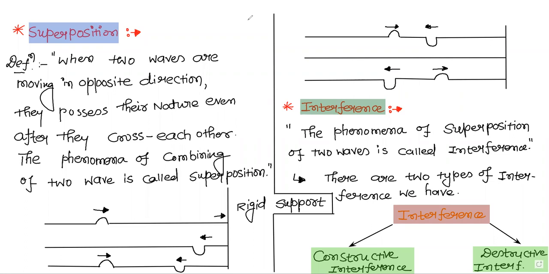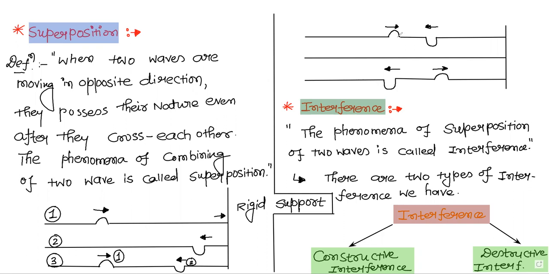So, as we know, we have discussed superposition. So, what did I tell you about superposition? When two waves are moving in opposite directions, this is your figure one, which contains only one wave. Figure two contains only one wave, but that is the reflected wave. The third figure contains two waves. One wave is progressive, while the other one is reflective. Say this one is progressive and this one is reflected.